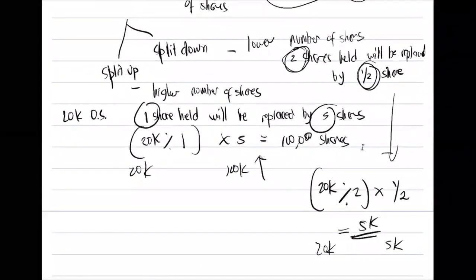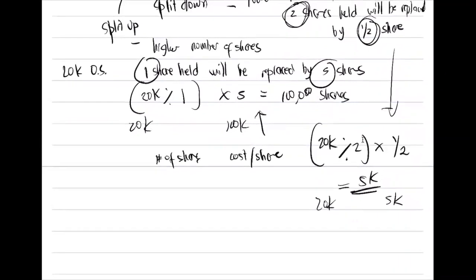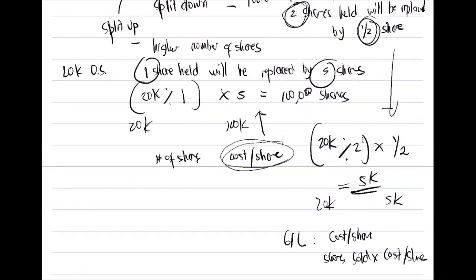So what is important with split up and split down? Again, we need to look as to the number of shares and the cost per share. Sir, bakit napaka-importante ng number of shares and cost per share? 'Di ba? Alam niyo naman yung pag-compute ng gain or loss. Magko-compute muna tayo ng cost per share, tapos yung shares sold multiplied by the cost per share. Kasi pag mali yung cost per share mo, guys, ay nako, mali din yung gain or loss on sale mo.